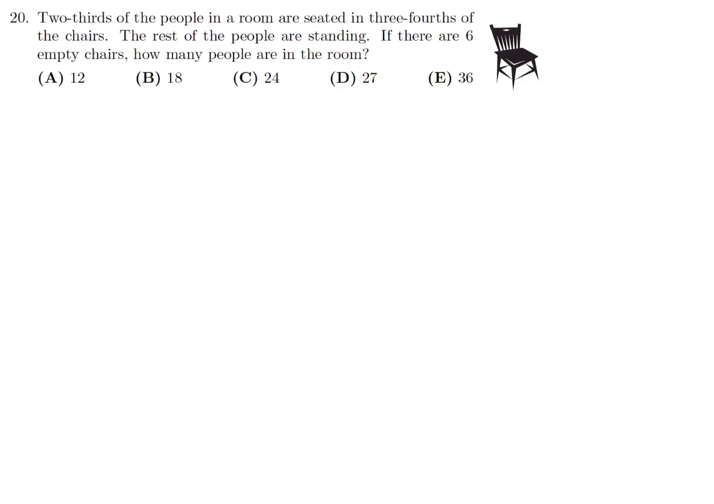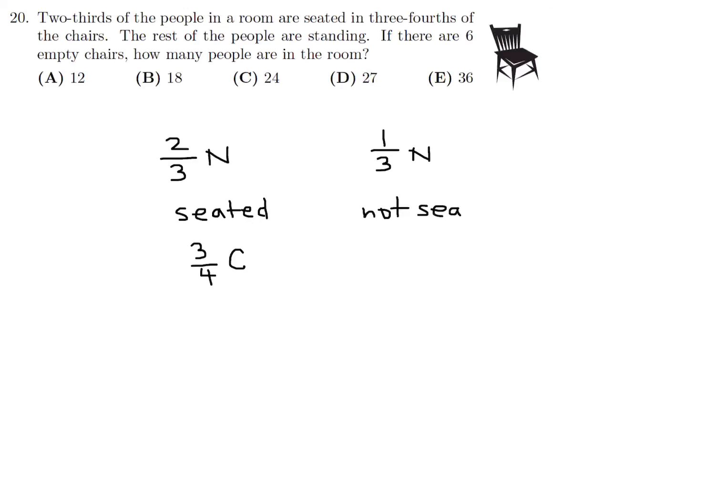2/3 of the people in a room are seated in 3/4 of the chairs. The rest of the people are standing. If there are 6 empty chairs, how many people are in the room? So 2/3 of the people, I'll call them N to represent the number of people, are seated, and they occupy 3/4 of the chairs, C for chair. And that basically means that the other 1/3 of the people are not seated, or in terms of what they say in the question, are standing. Not seated, standing, same thing, right?